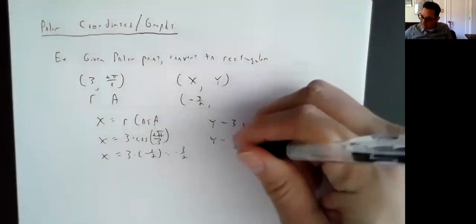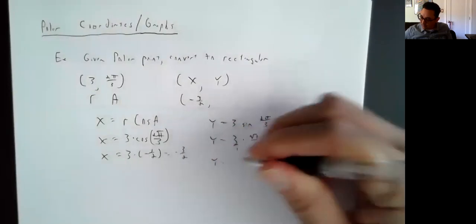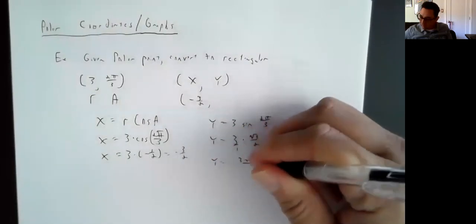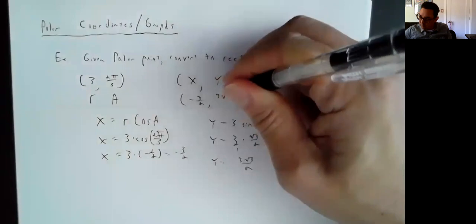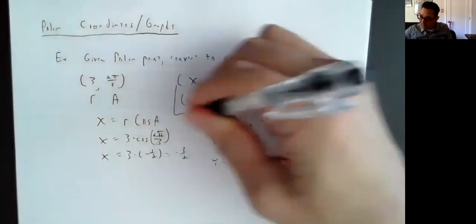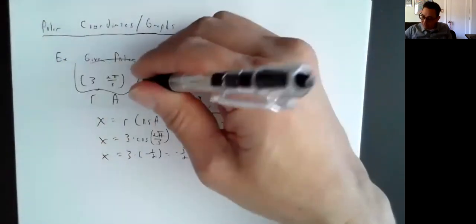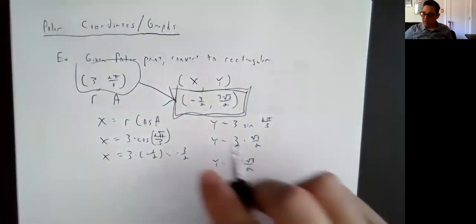All right, and then multiply that together, well, that's 3 over 1. So it looks like I get 3 root 3 over 2. And this is the polar version, and this box here, that is the rectangular version.